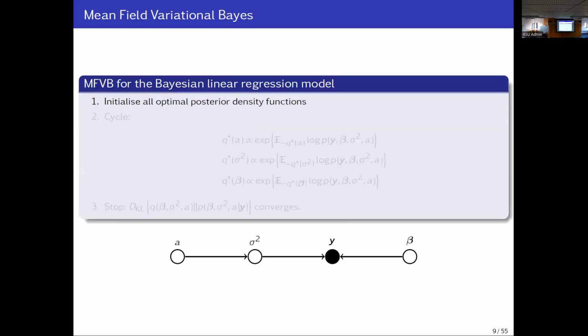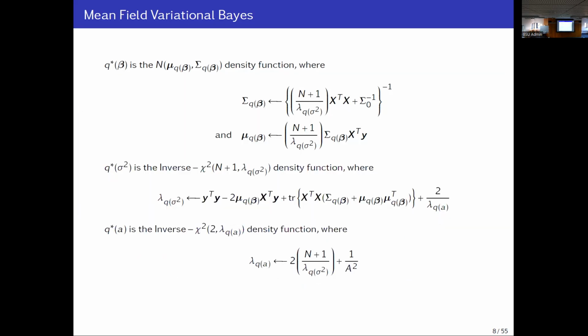The form of the algorithm so far is that you just initialize. First thing is you initialize all these parameters: sigma q beta, nu q beta, lambda q sigma squared, and lambda qa. You would just initialize them with certain values, with some restrictions, obviously. You want to make sure the covariance matrix is positive definite, so you might just make it an indicator matrix to start off with.